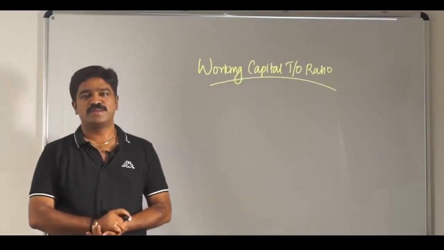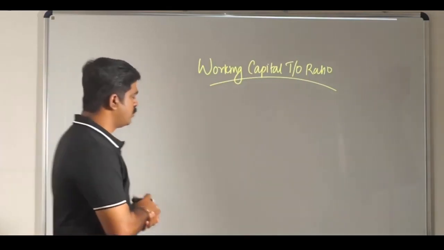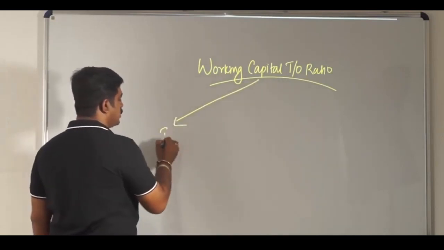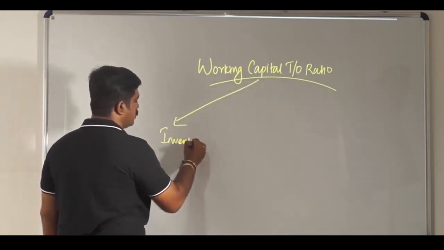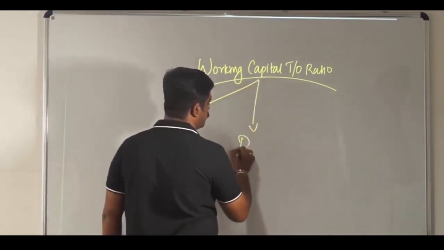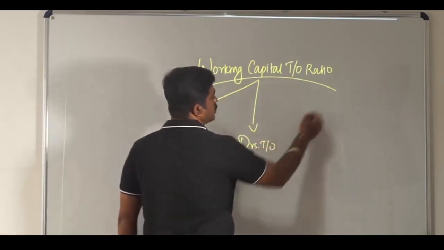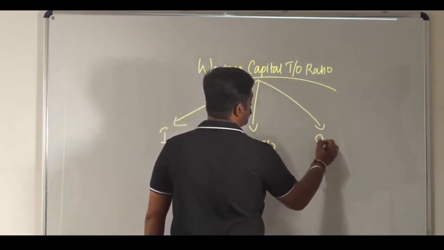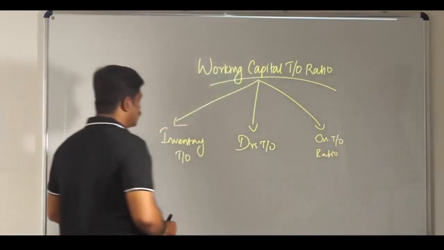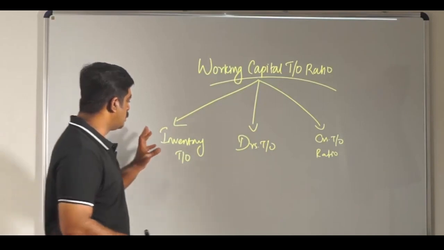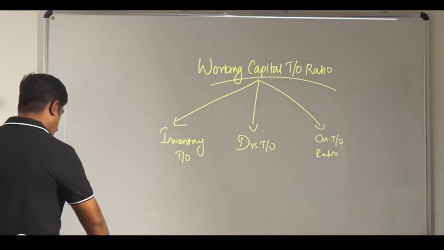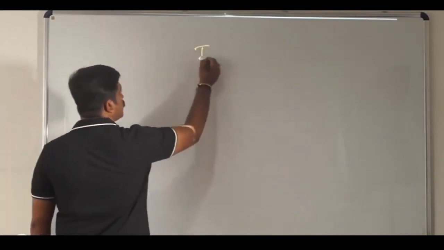Let's move on to next set of turnover ratios, that is working capital turnover ratio. As already indicated, we have some 3 ratios in this. Number 1 is inventory turnover ratio. Then we have debtors turnover ratio and creditors turnover ratio. So in this session, let's see how to find out inventory turnover ratio, debtors and creditors, all the 3. Okay, to start with inventory turnover ratio.